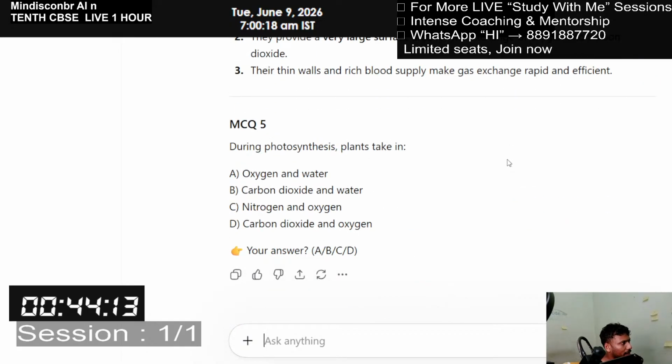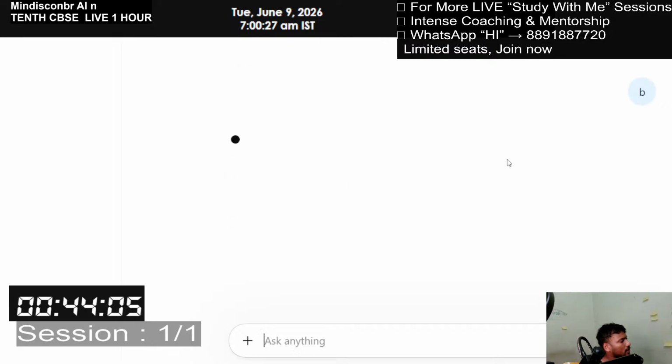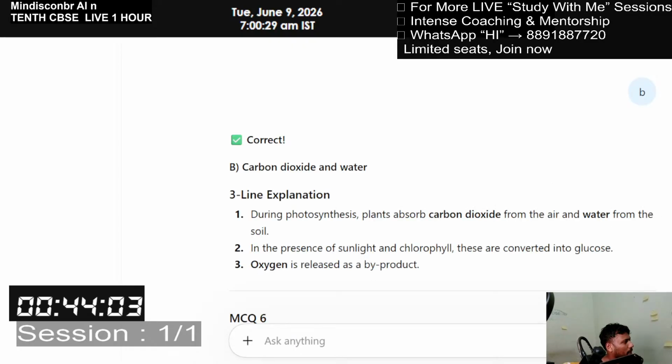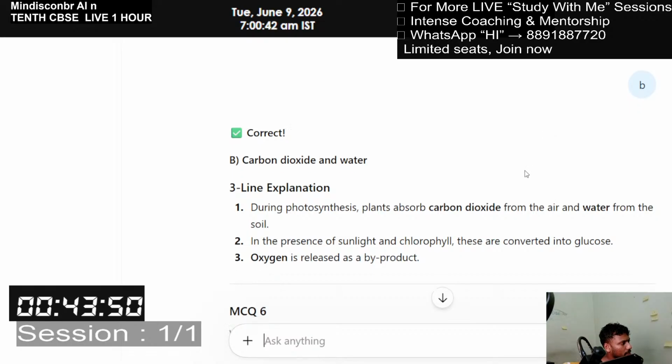During photosynthesis, plants take in carbon dioxide and water. During photosynthesis, plants absorb carbon dioxide from the air and water from the soil. In the presence of sunlight and chlorophyll, these are converted into glucose. Oxygen is released as a byproduct.